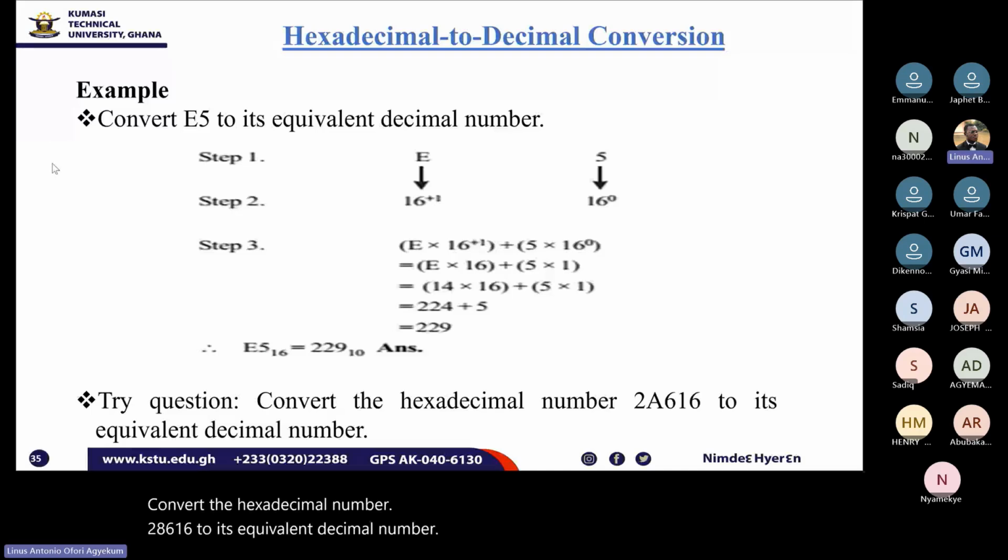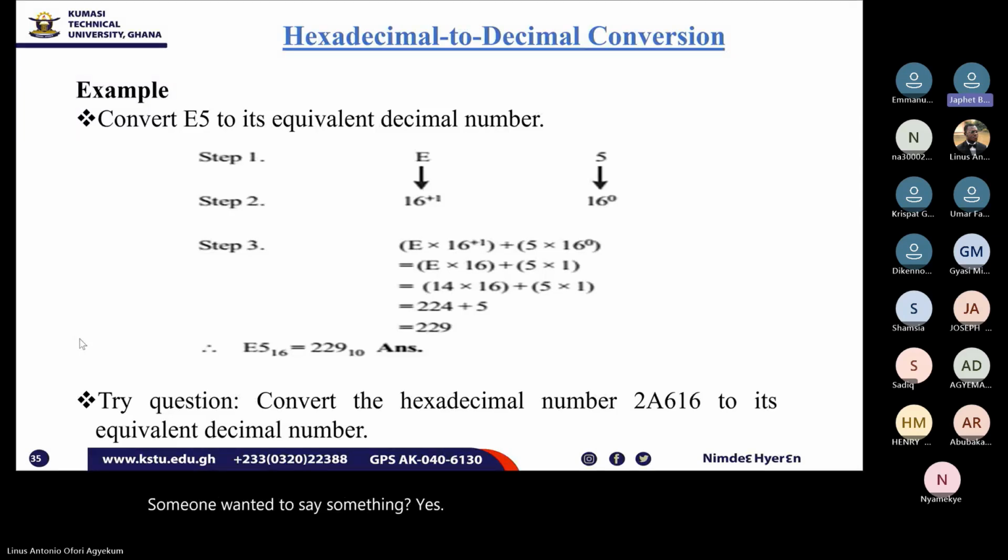Yes. Someone wanted to say something. Yes, Japheth. Sir, we are converting to decimal, so why not base 10 and rather 16 exponent 0? We are converting from base 16 to base 10.